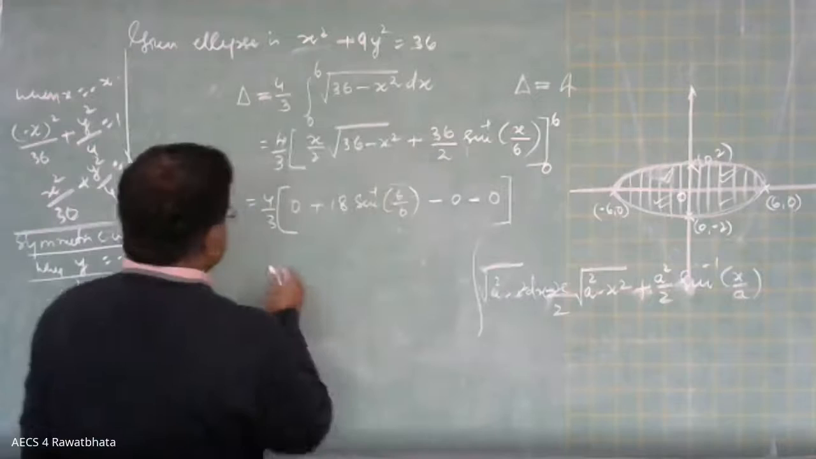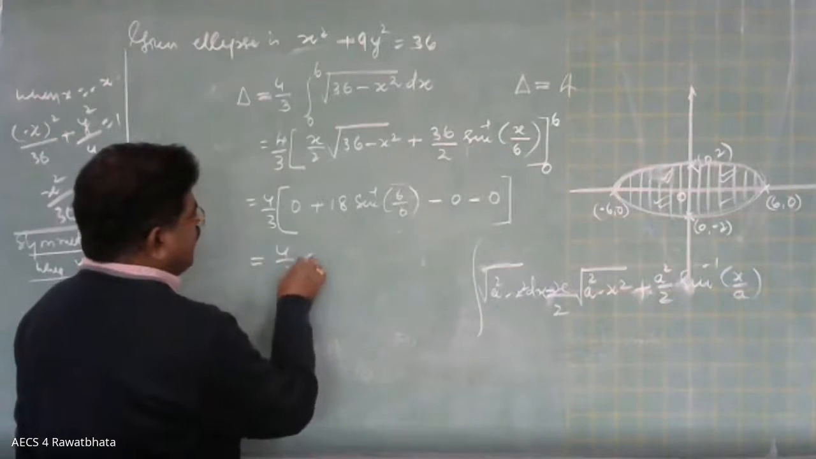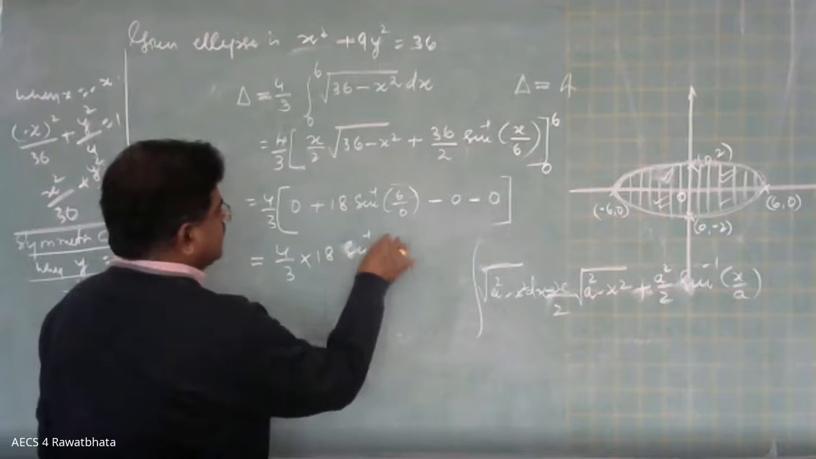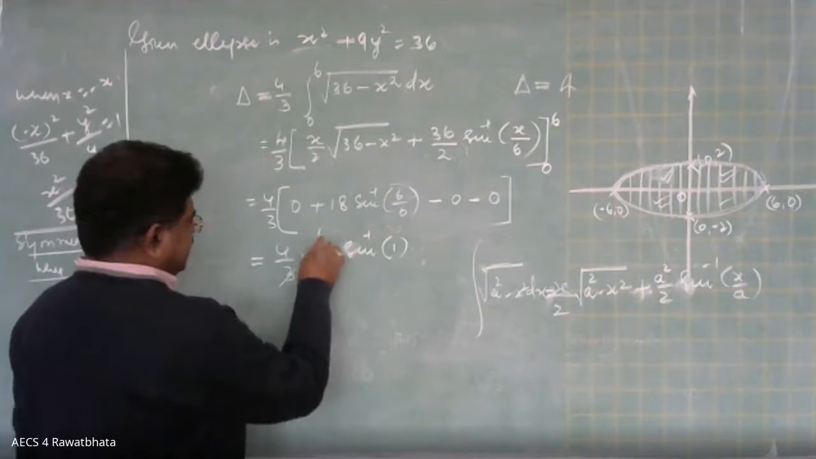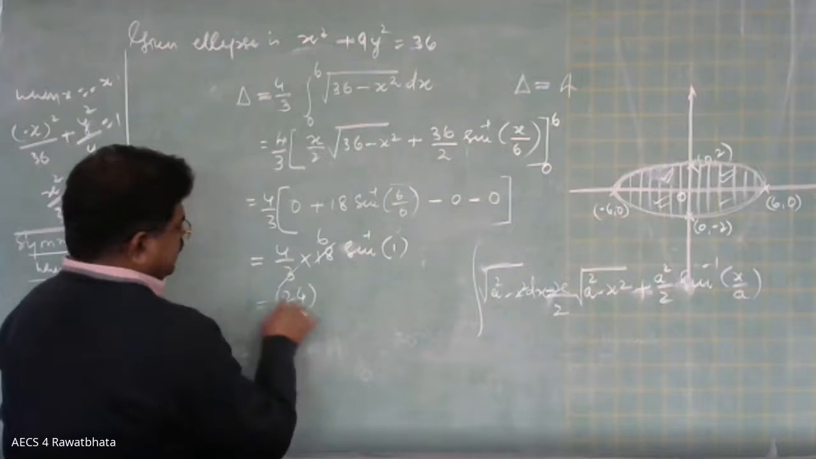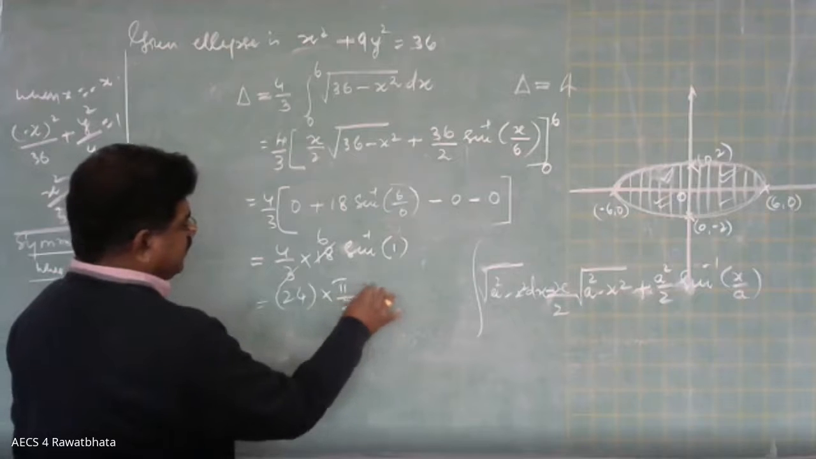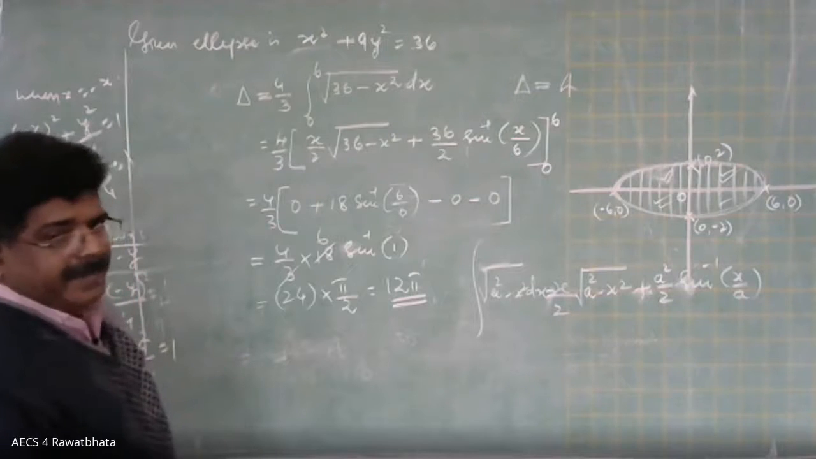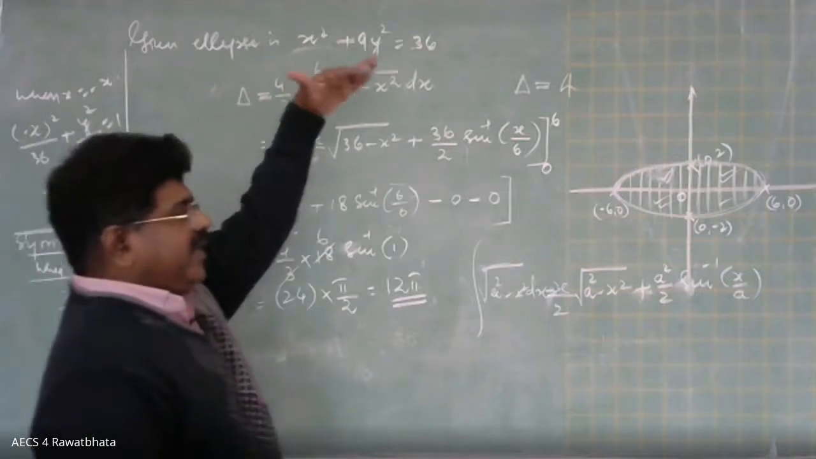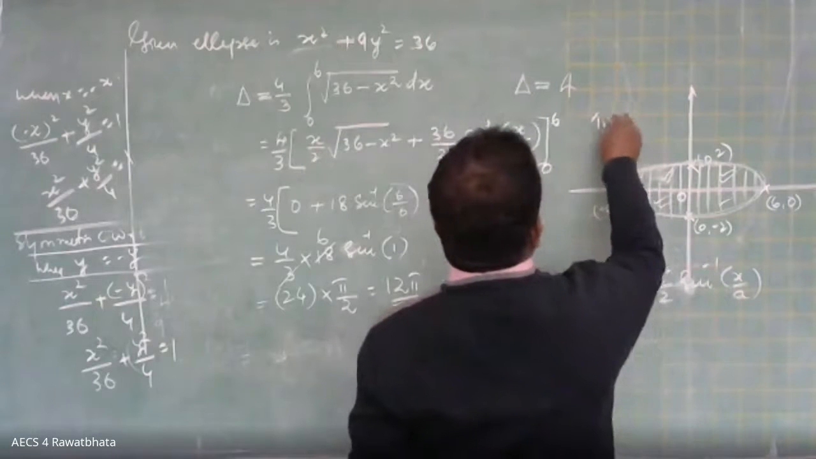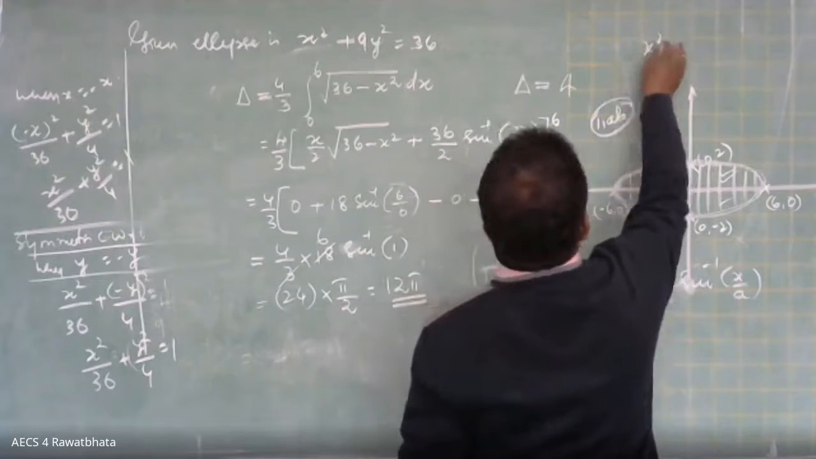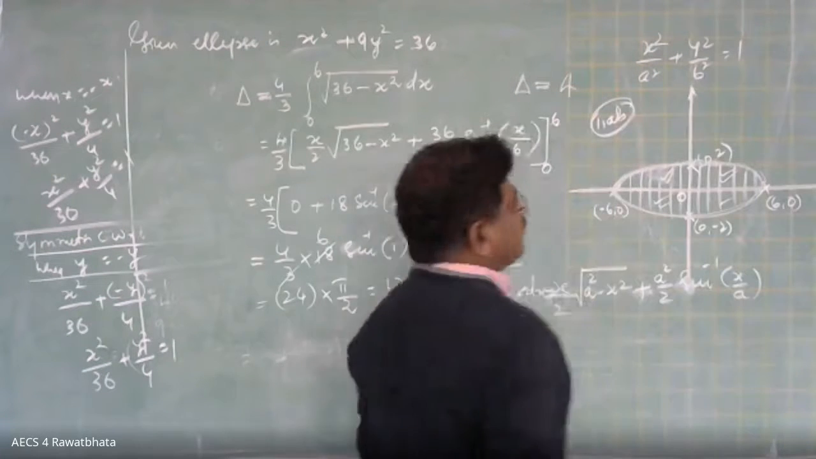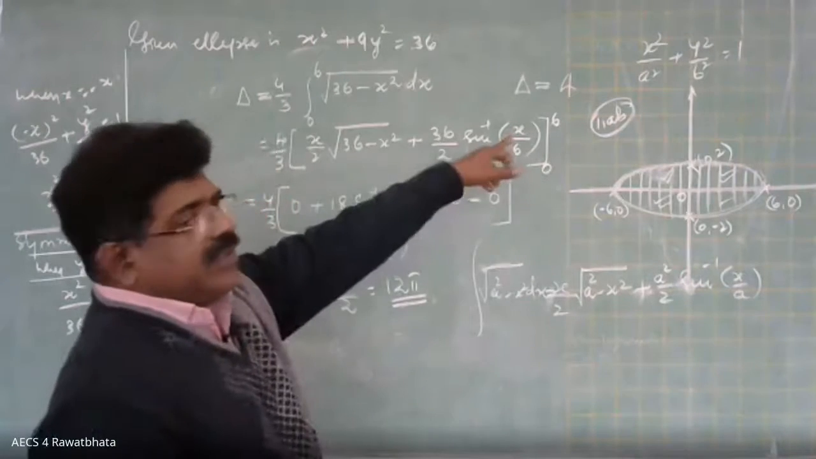Now close the bracket. So this is equal to 4 by 3 into 18 sine inverse of 1. 4 by 3 times 18 is 24, and sine inverse of 1 is pi by 2, so 12 pi. In general, you can check the answer: the area of the ellipse is equal to pi AB, where x squared upon a squared plus y squared upon b squared is equal to 1.